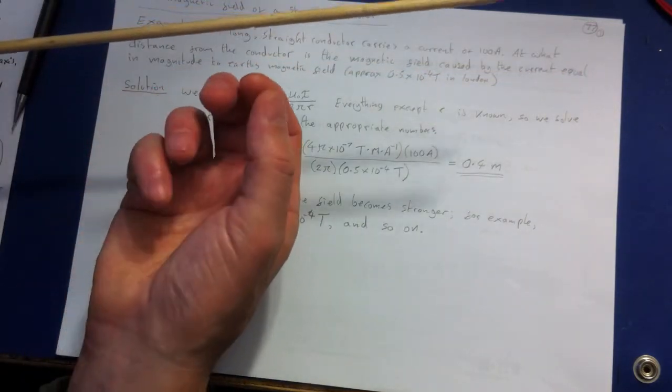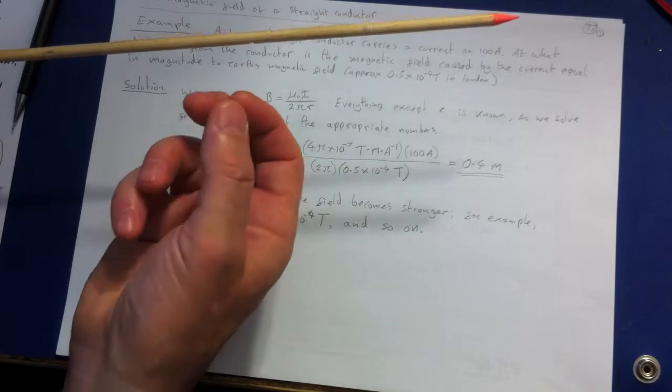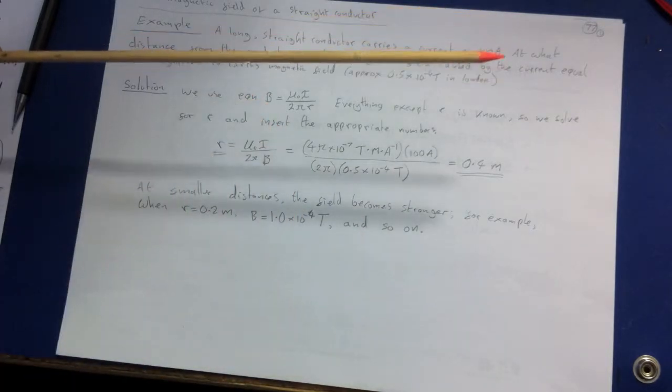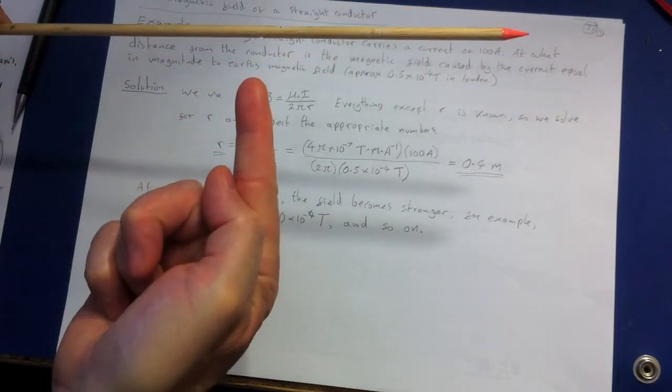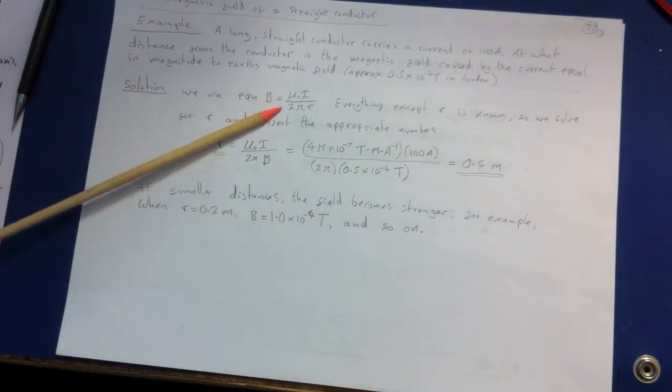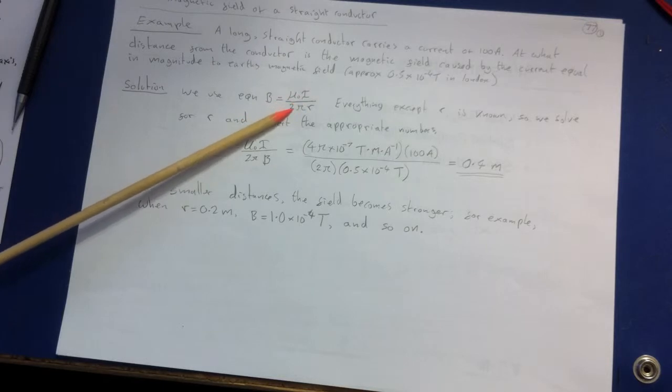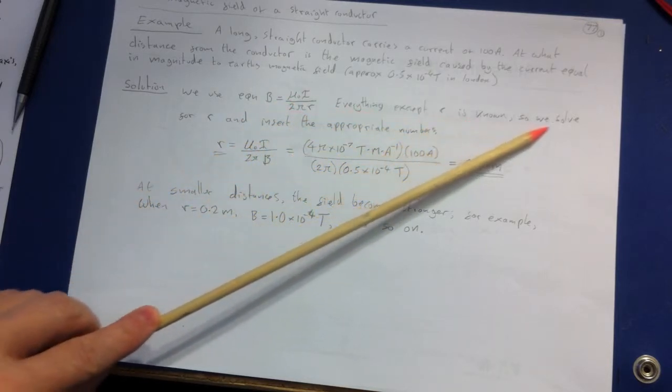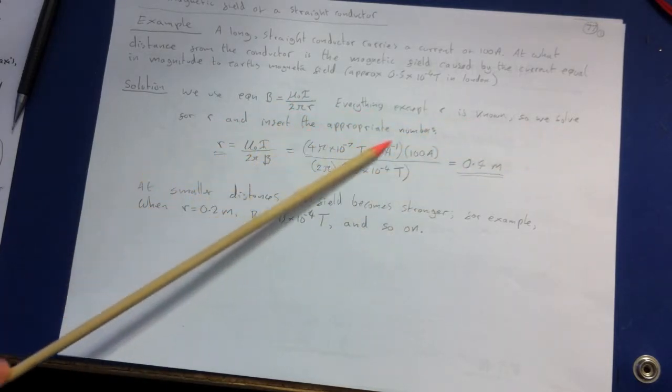A magnet that's got a very light needle would be best, because you do need a lot of current to get that magnet needle to be completely perpendicular. We can use this equation as we've got before: B = μ0 I over 2 pi r. Everything except r is known, so we can solve for r and insert the appropriate numbers.